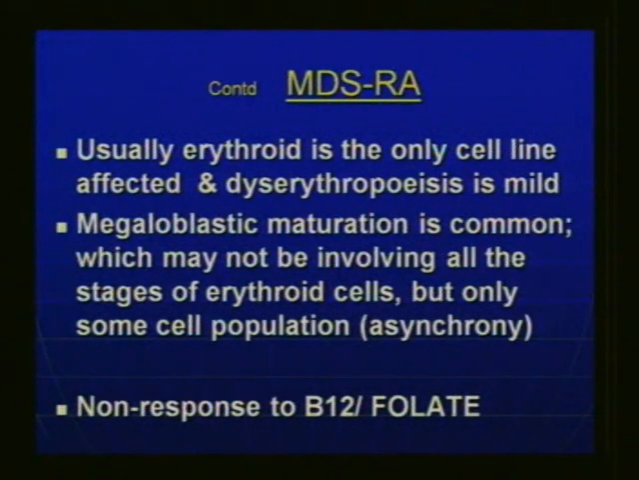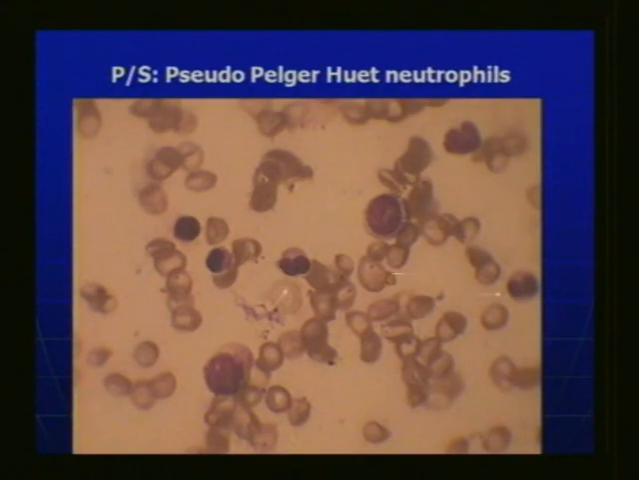Usually, as I said, the erythroid component is commonly affected, and dyserythropoiesis is not necessarily always very florid, usually it is mild, and megaloblastic maturation is quite common. As I said earlier, it may not involve all the stages of erythroid cells, but only a small population of cells, and they do not respond to B12 or folate. This is just in the case of refractory anemia.